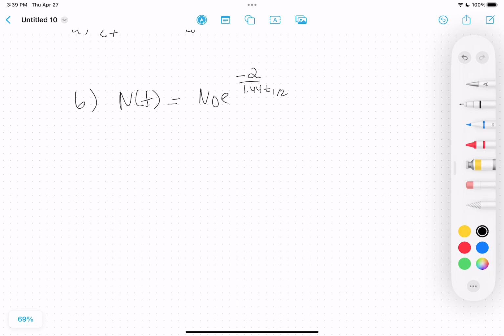So e to the negative 2 over 1.44 times 5.272. Oh, but that's fine though. Because this will be a percentage, like a fraction, like 0.4, and that'll give you a negative value anyway. So the negatives will cancel out, so you're fine. As long as I'm doing this right, it'll be 26%?